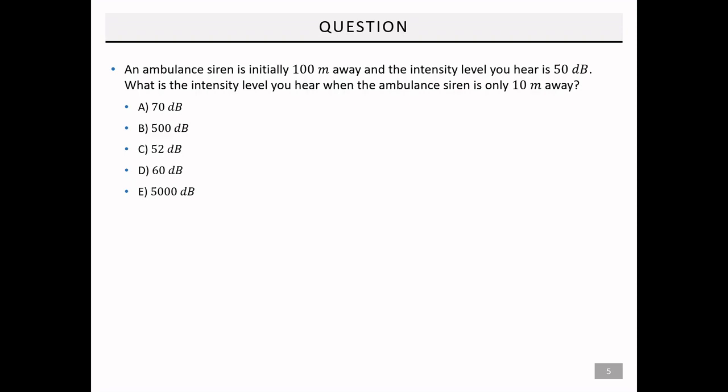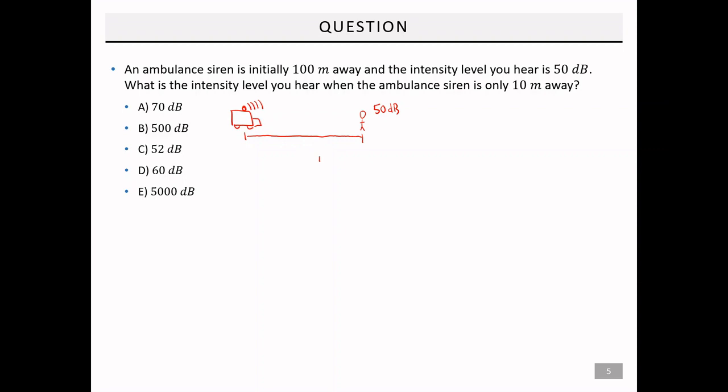So here's another question. An ambulance siren is initially 100 meters away, and the intensity level you hear is 50 decibels. So let's draw this out. You have an ambulance that is blaring noise, and that ambulance is 100 meters away from you. And when you hear that noise, you hear it at an intensity level of 50 decibels.